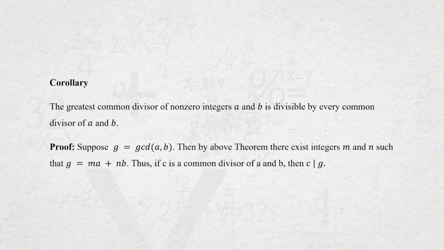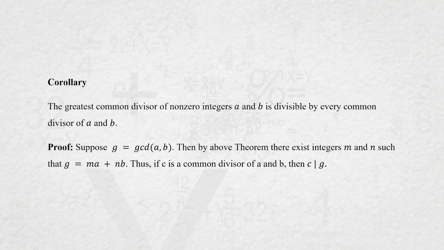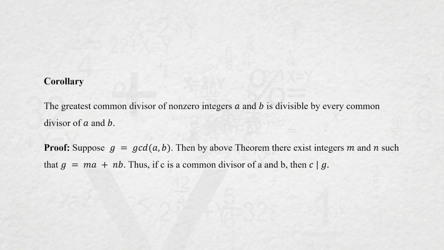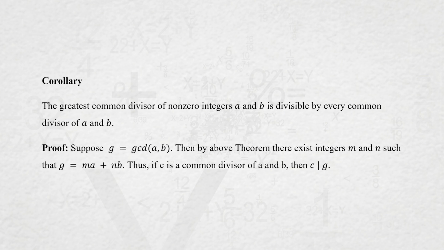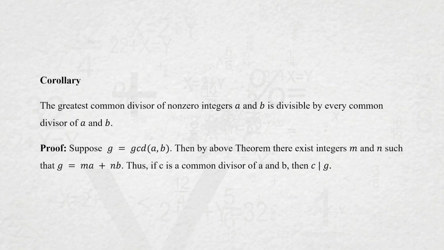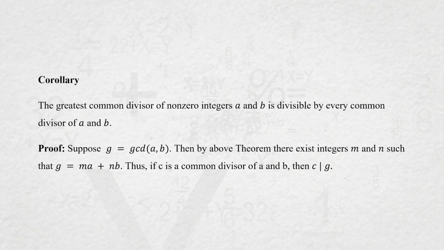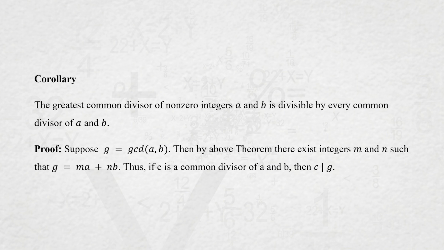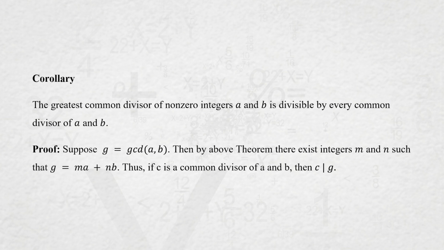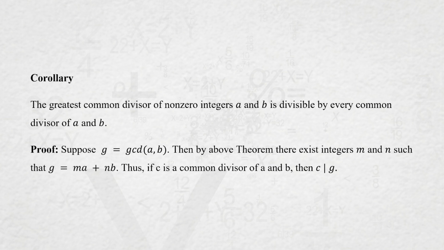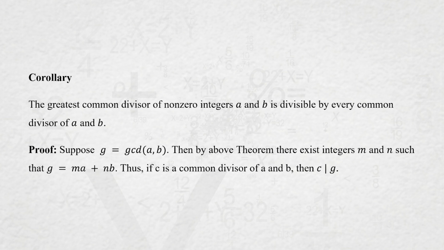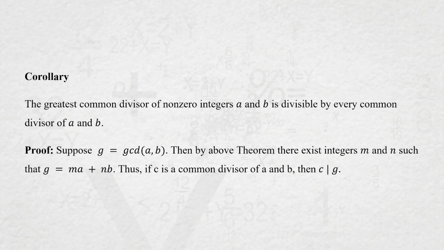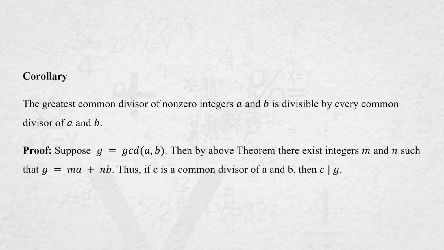The next corollary from the above theorem is: the greatest common divisor of non-zero integers a and b is divisible by every common divisor of a and b. We shall see the proof now. Take g to be the GCD of a and b. Then by the above theorem, there exist integers m and n such that g can be written as ma plus nb. Thus, if c is a common divisor of a and b, then c divides g.